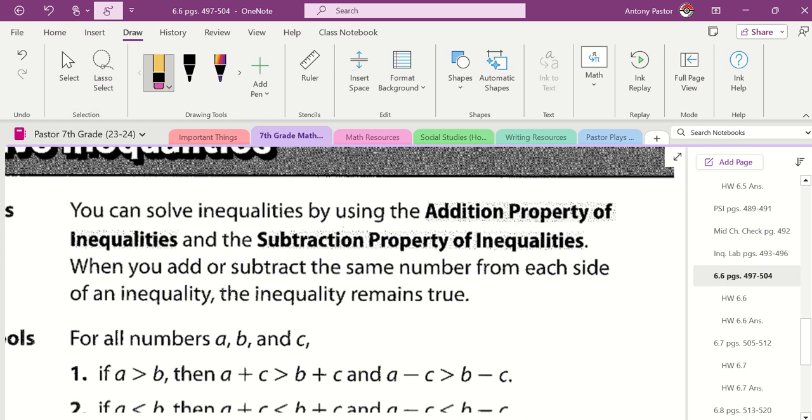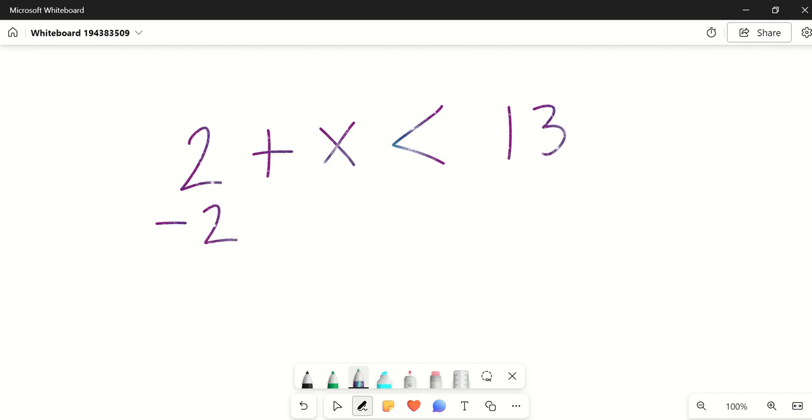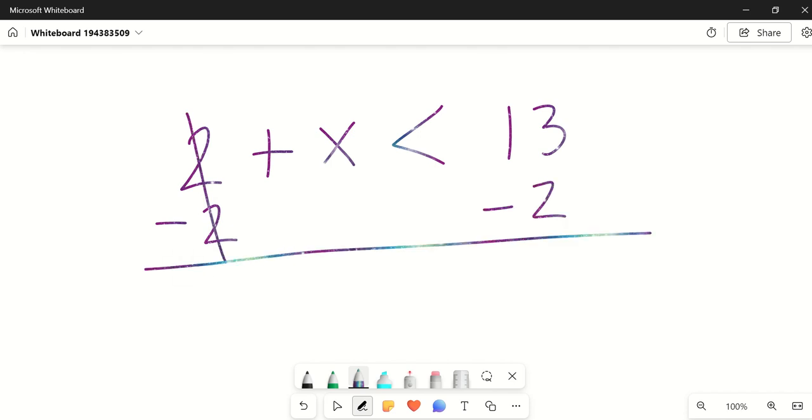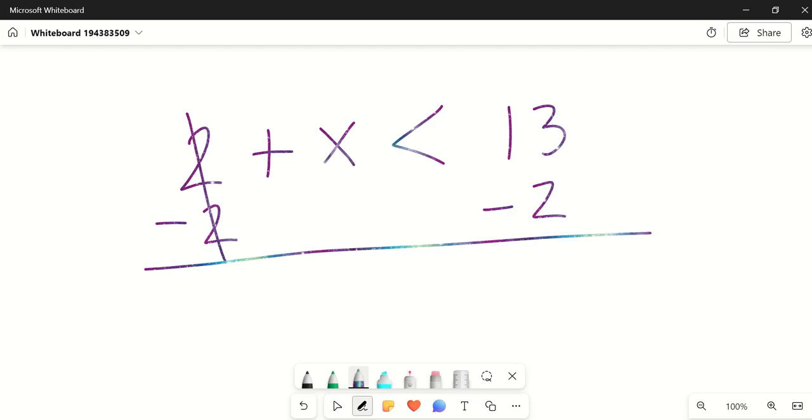So again, let's do the original one that we just had. I needed to subtract this 2 from here, and I subtracted this 2 from here. This would be the subtraction property of inequality, because I'm subtracting numbers from both sides to make this even.